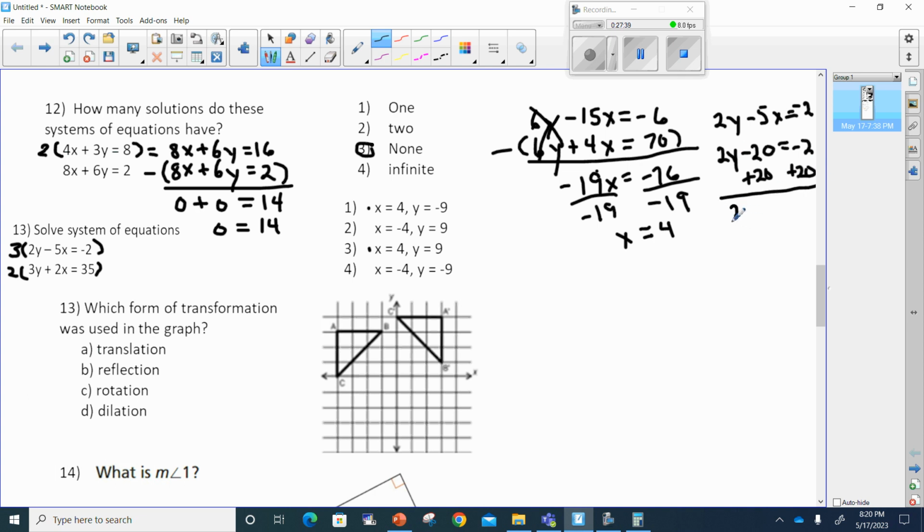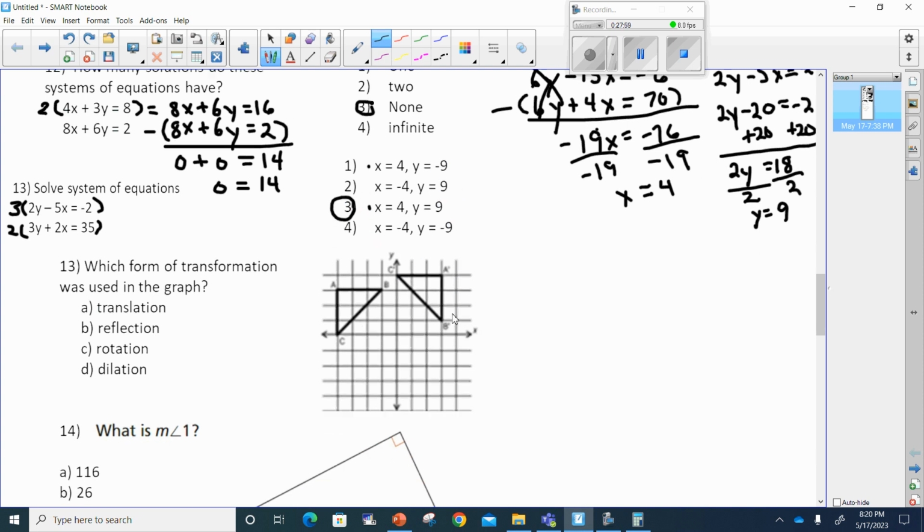Now we have 2y, and that's going to be equal to, well, 20 minus 2, which is 18. And now when we divide by 2, it's easy to see that y has to be 9. So y is going to equal 9, not negative 9. 3 has to be the right answer.